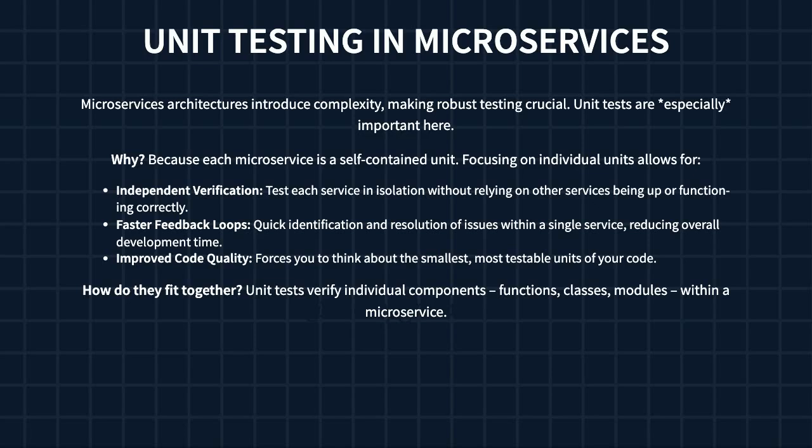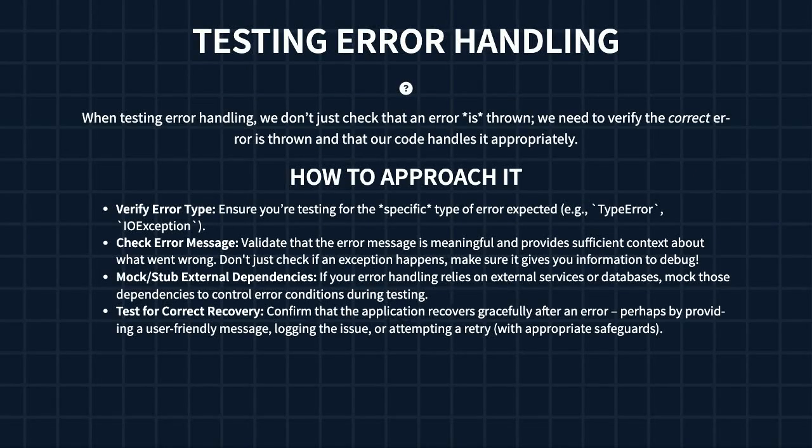Okay, let's talk about how to tackle testing error handling. It's more than just verifying that an exception does occur. We need to make sure we're testing for the right kind of exception with a meaningful message that helps us understand what went wrong. A key part is often mocking external dependencies. If your code relies on things like databases or services, you'll want to control those during tests. And finally, it's vital to confirm how your application actually handles the error. Does it gracefully recover? Does it log the issue so you can track it down?